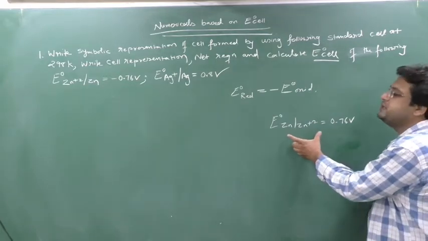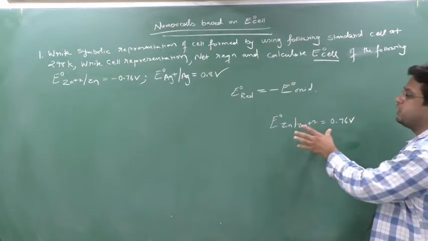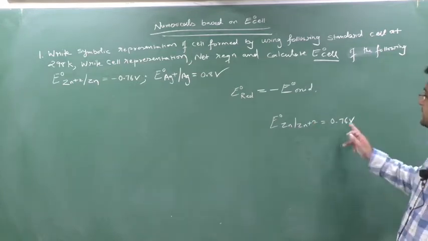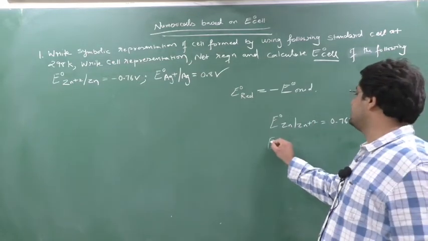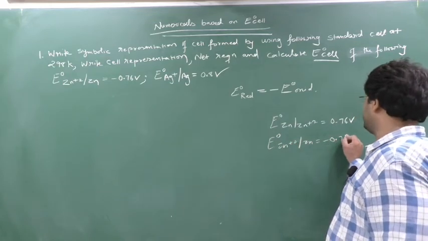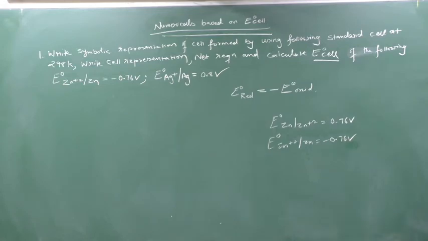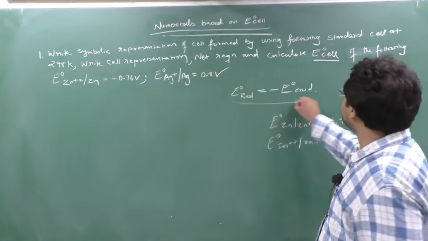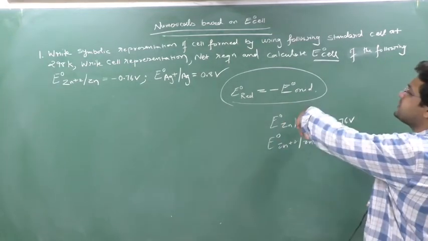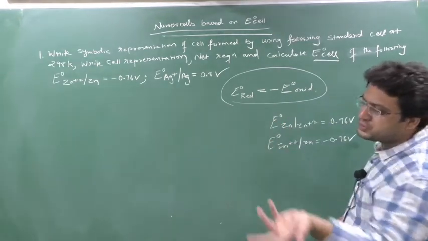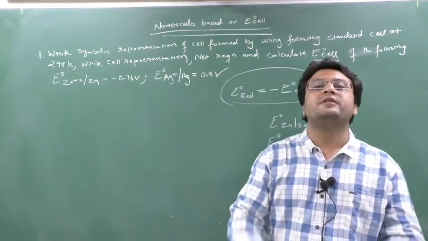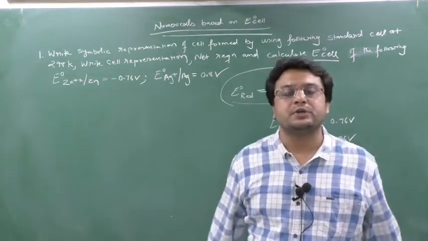So by using this value I cannot solve the problem, so I have to convert it into reduction potential. What you have to do? Just opposite the sign. So E0 Zn plus 2 slash Zn is equal to minus 0.76 volt. Clear? So always remember that reduction potential value is always the opposite of oxidation potential value, and similarly oxidation potential value is always the reverse of reduction potential value. But the numerical should always be solved by taking the reduction potential value.